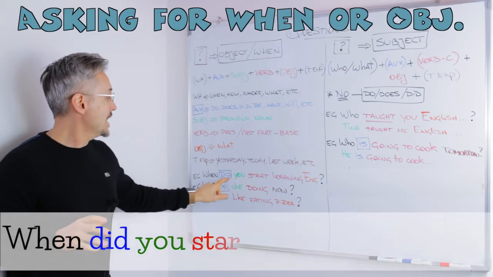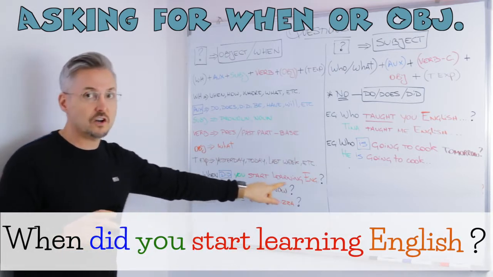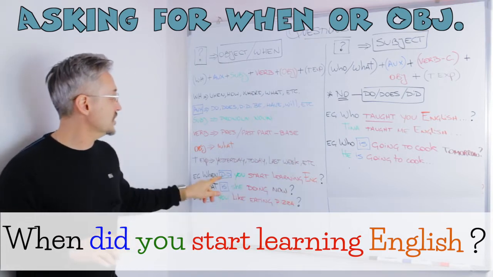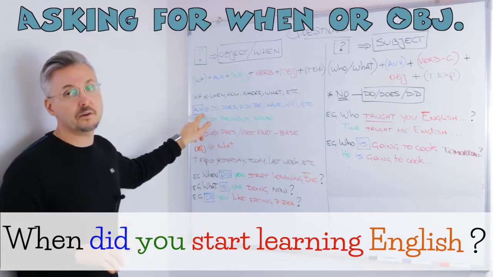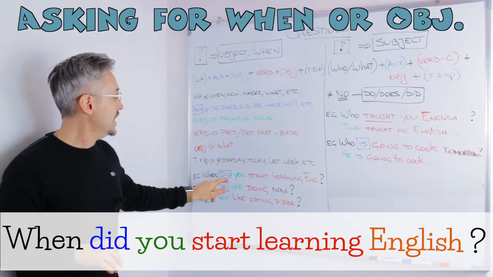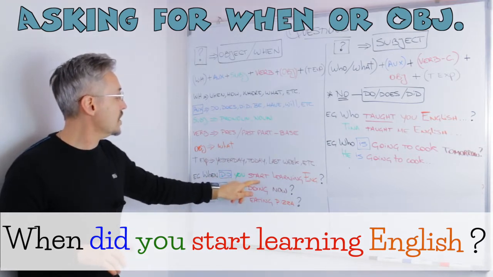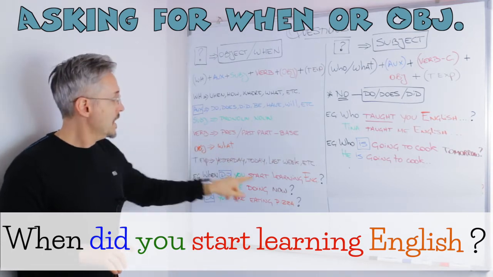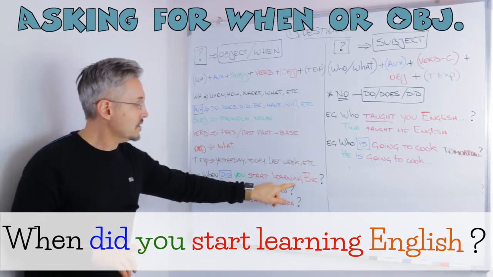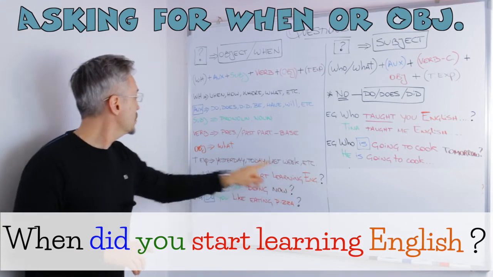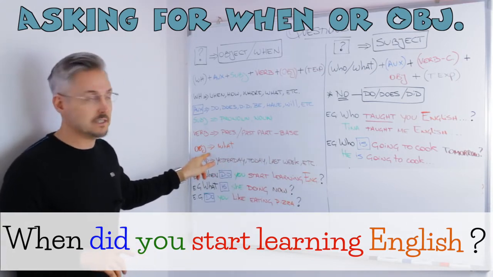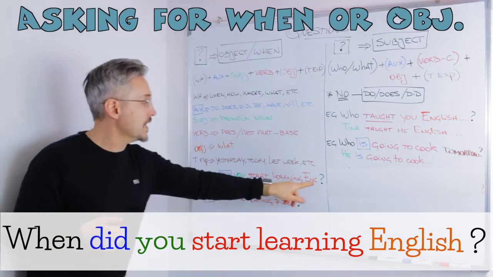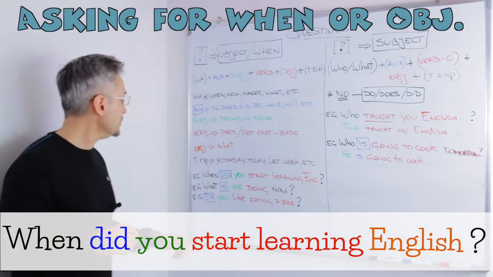So, when did you start learning English? When did you start learning English? Look at the auxiliary. The auxiliary is the blue color. Did you start? The start is the base of the verb, so it's the verb. Start learning. English, which is the object, okay? Here we asked for when, so that's why we need the object.